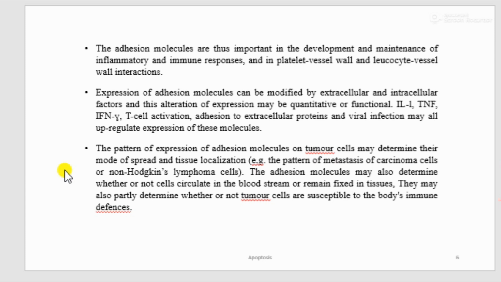Expression of adhesion molecules is again very intricately mediated, by extracellular and intracellular factors, and by the alteration of expression by interleukins, TNF, IFN, T cell activation, etc. There are many factors which control the expression of adhesion molecules, because if the adhesion is less than the required, then it will be a pathological situation. If adhesion is more than the required level, then again it will be a pathological condition that may make a scar, a clot in the vessel, and without any other reason that vessel may become constricted.